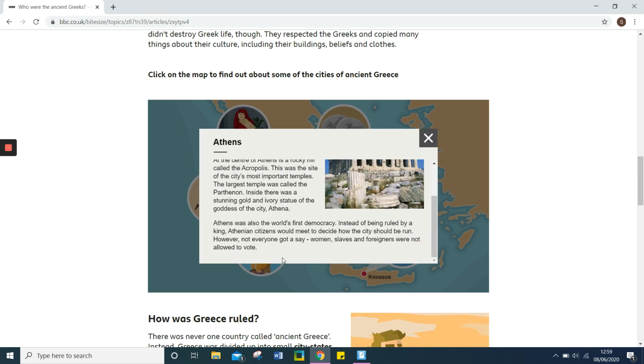Athens was also the world's first democracy. Instead of being ruled by a king, Athenian citizens would meet to decide how the city should be run. However, not everyone got a say. Women, slaves, and foreigners were not allowed to vote.